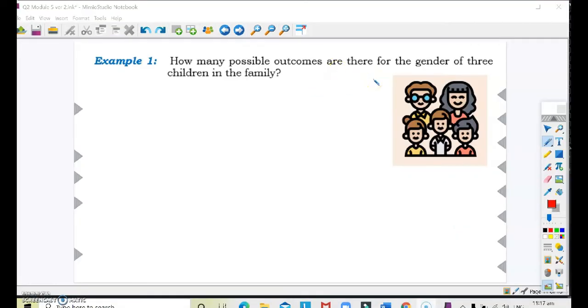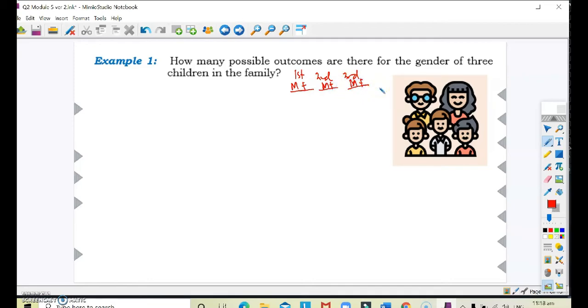After knowing about the fundamental principle of counting, let's apply this concept. First, how many possible outcomes are there for the gender of 3 children in the family? We know that we have the firstborn, the secondborn, and the thirdborn. There are 2 ways that the firstborn will come out. It's either the firstborn is a male or a female. Also, the secondborn can be male or female, as well as the thirdborn.